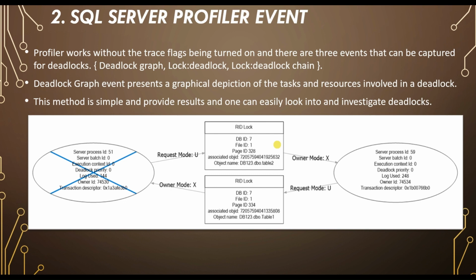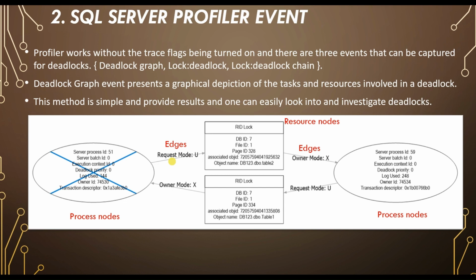There are three sections here: resource nodes, process nodes, and edges. The rectangles here are the resource nodes that display information of the objects which are involved in the deadlock, such as tables, indexes, or rows. These ovals are the process nodes that display information about the process which is performing the data modification. The oval with the blue cross is a deadlock victim. The arrow marks here are the edges, which indicate the relationship between the process nodes and resource nodes.